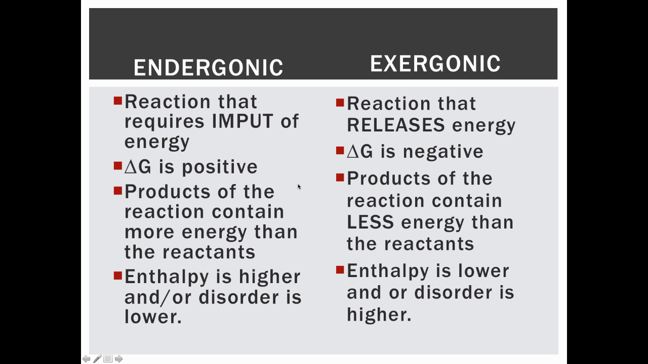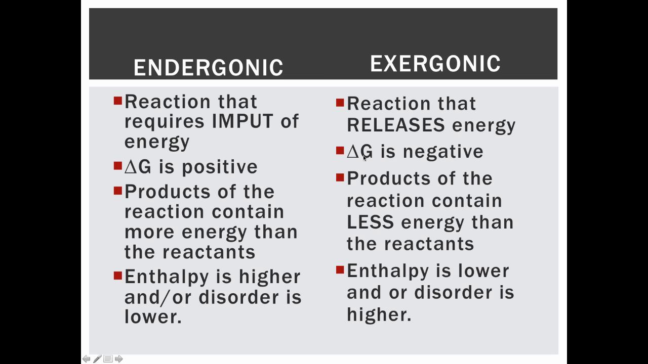And we've talked about exothermic and endothermic reactions. Endergonic and exergonic are basically the same thing as endothermic and exothermic. So an endergonic reaction is one that requires an input of energy in order to occur. The delta G is positive, and the products of that reaction contain more energy than the reactants. So the enthalpy is high, the bond energy is high, and the disorder is quite low.